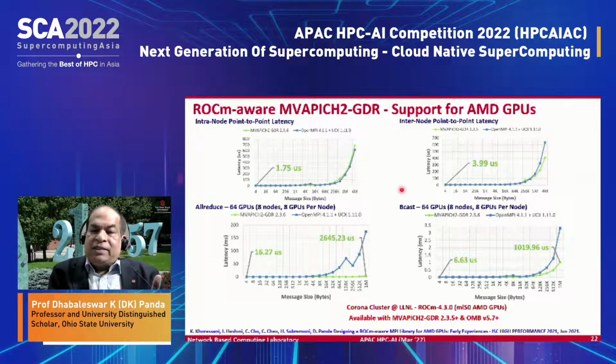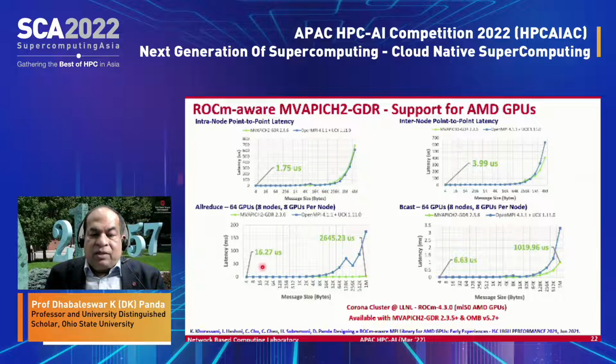Our latest release also supports AMD GPUs. We see a very similar trend. Here we are comparing our latest MVAPICH2-GDR release with the OpenMPI release. From the GPU of one AMD node to another node, we can do it in 1.75 microseconds.